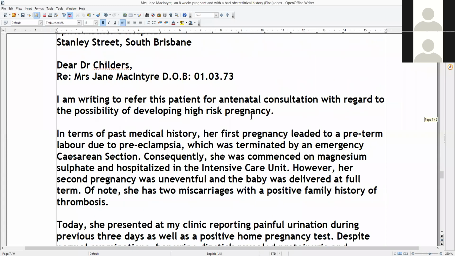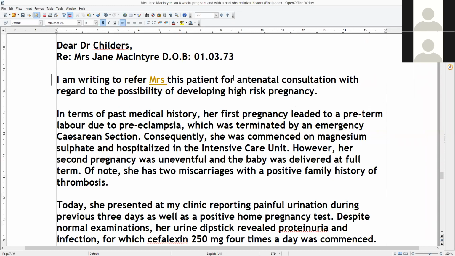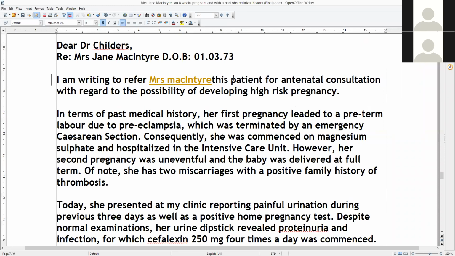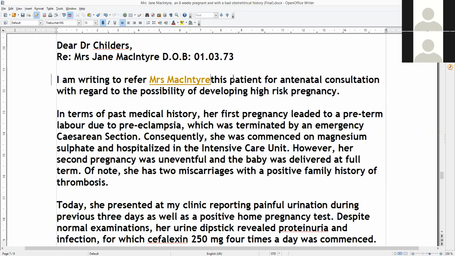So, writing to this patient antenatal consultation. Okay, so antenatal consultation with regard to the possibility of developing high risk. Well, the pregnancy is high risk, so I don't know if it's going to develop high risk. It already seems to be quite high risk or risky. When I like to refer this patient, I would always put, you know, a name. MacIntyre.